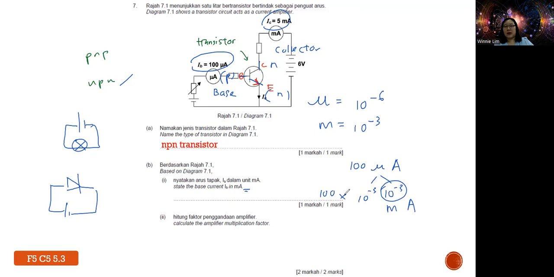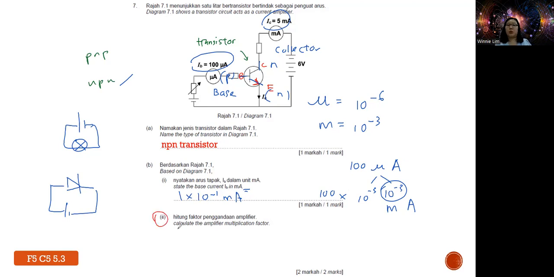Of course, 100 times 10⁻³ is not the correct standard form, right? So either you write it as a whole number, which you change to 0.1 milliampere, or you can write 1 times 10⁻¹ milliampere.